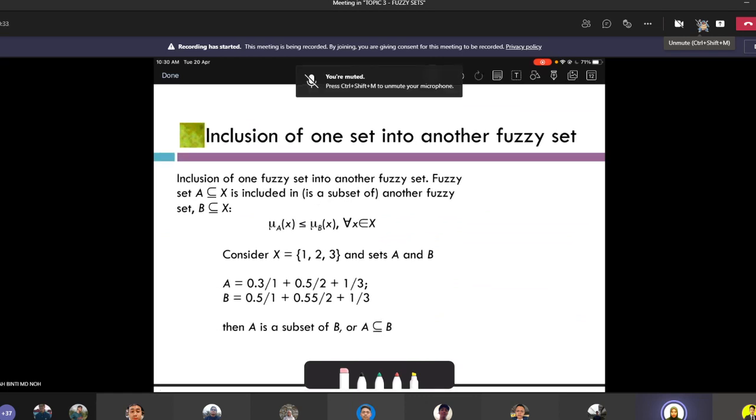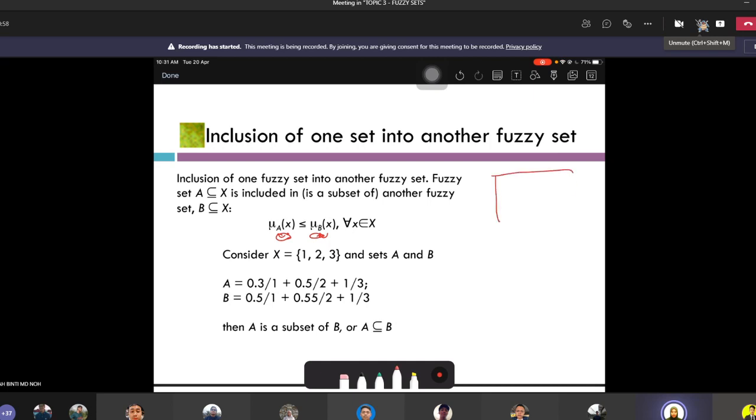Okay. And then kita nak kata pasal inclusion. The inclusion of one fuzzy set into another fuzzy set is when you have set A dengan set B. Okay. Kalau dia punya degree of membership, X ni dia belong kepada A dan X ni belong kepada B, degree of membership dia belong ke A tu kecil lagi daripada dia belong kepada B. Okay. So kita kata A adalah subset of B.